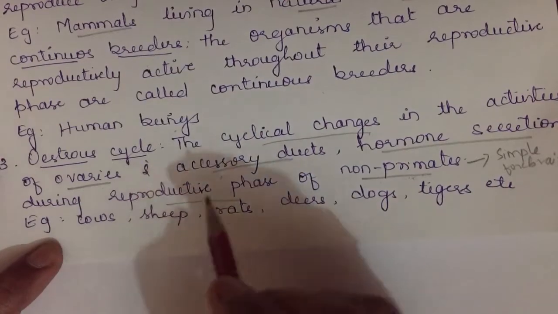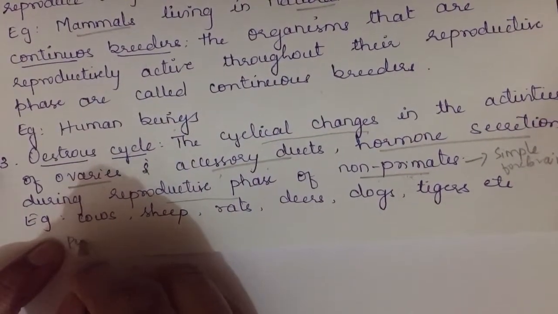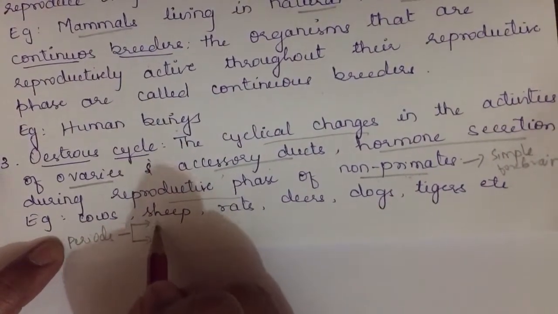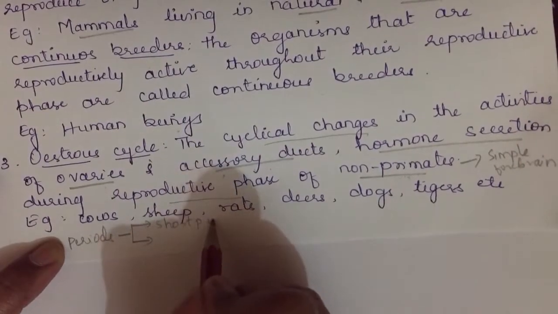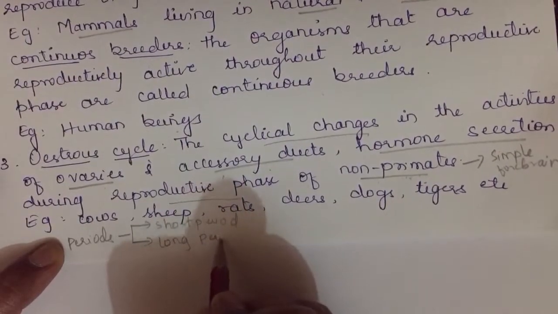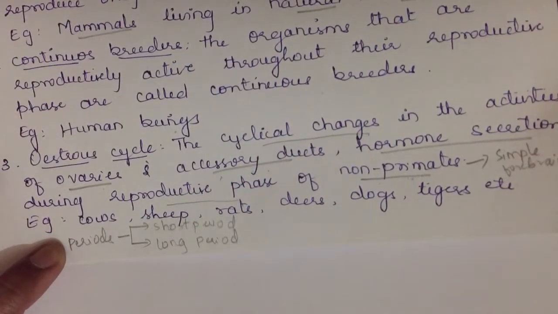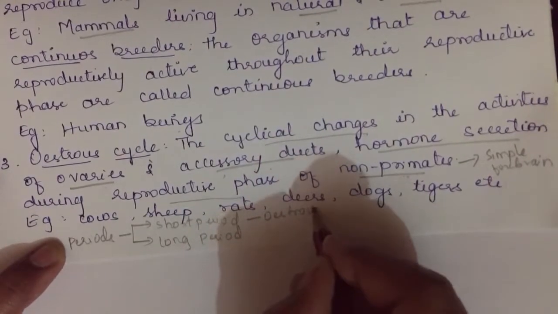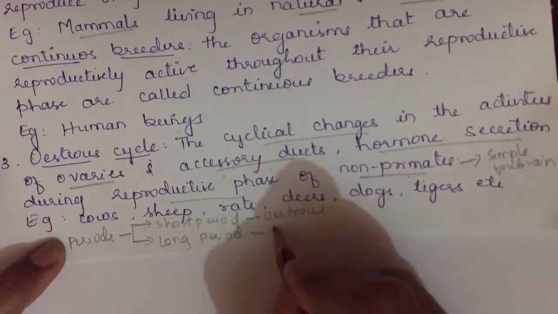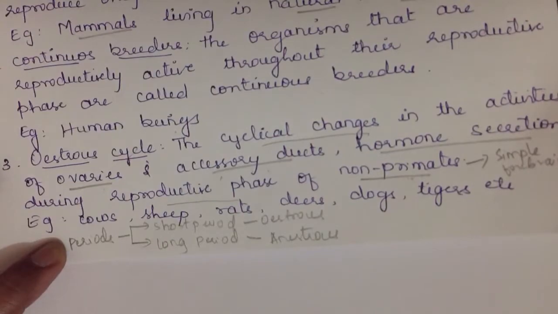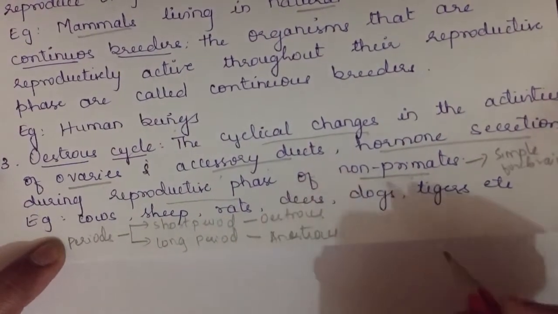Estrous cycle is having 2 periods. First one is short period. Another one is long period. Short period is estrus period, and long period is anestrus period.